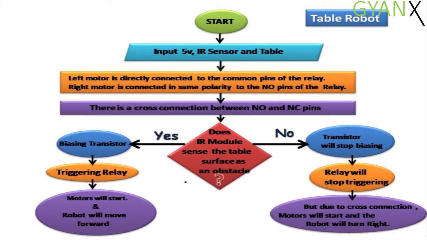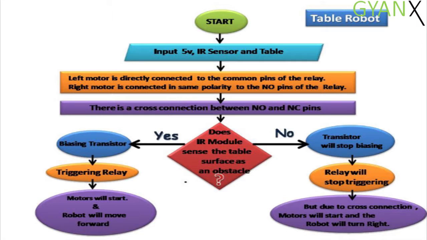In this robot, we'll be having two conditions. The first condition is when the IR senses the table, and the second condition is when the robot is at the edge of the table and the IR doesn't sense the table. In the first case, when the IR senses the table, the transistor will be forward biased and the relay will be triggered, which in turn will make the motor run in the forward direction.